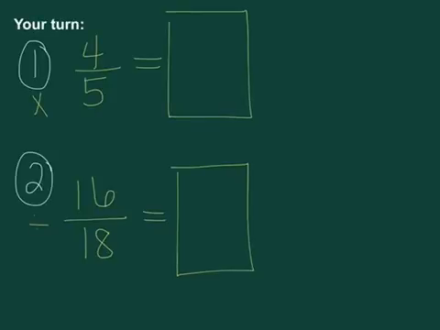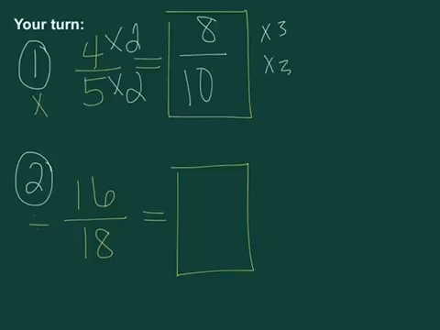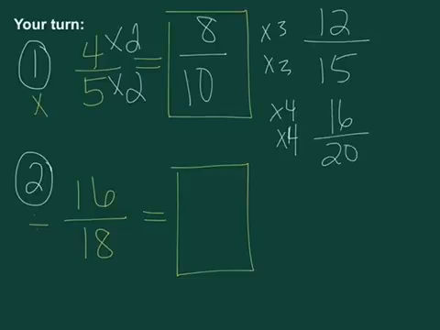For me, I'm going to take 4/5 and multiply the top and the bottom by 2. So 4 times 2 is 8, 5 times 2 is 10. You could also multiply by 3. If you multiply by 3, you should get 12/15. If you multiply by 4, you would get 16/20, and so on, because you could multiply by any number as long as it's the same on the top and the bottom.